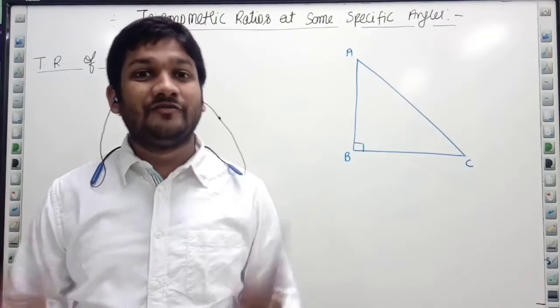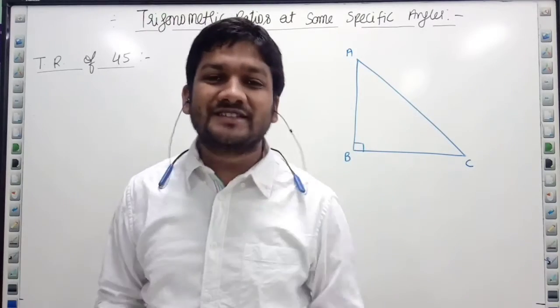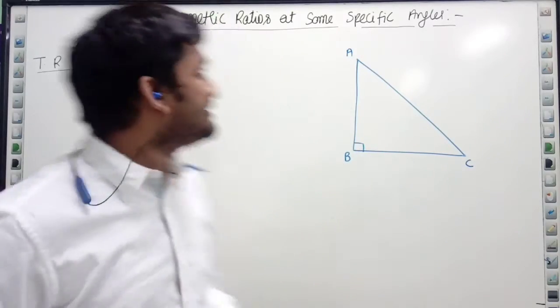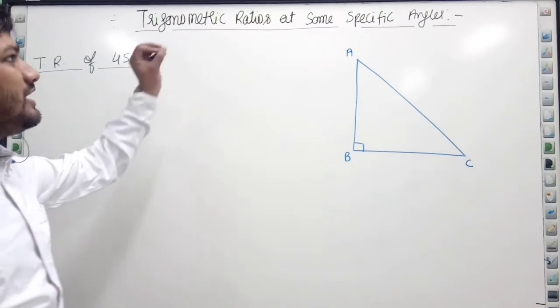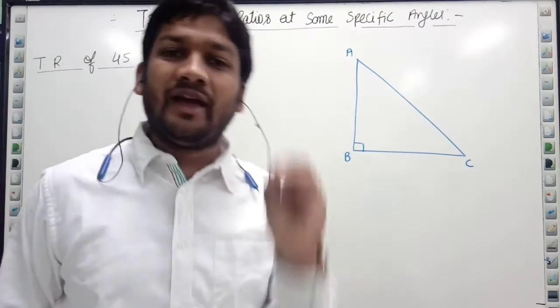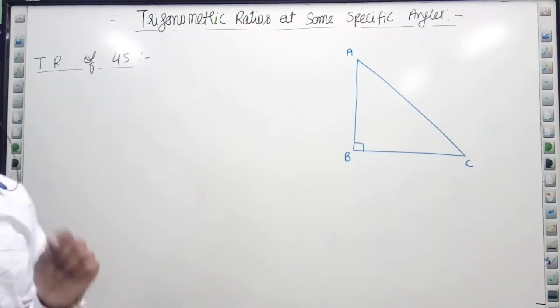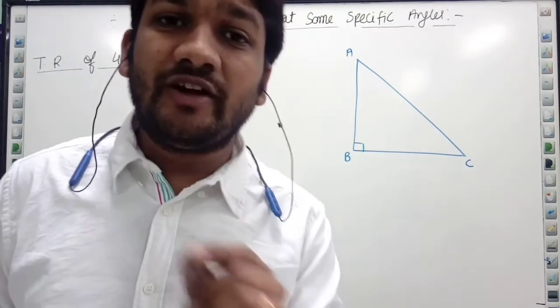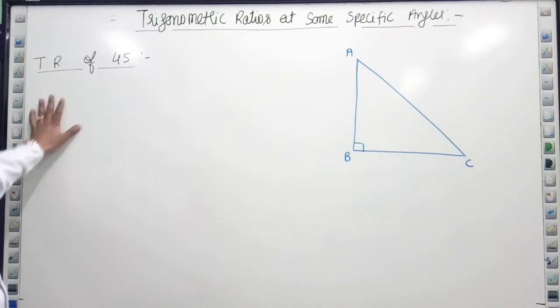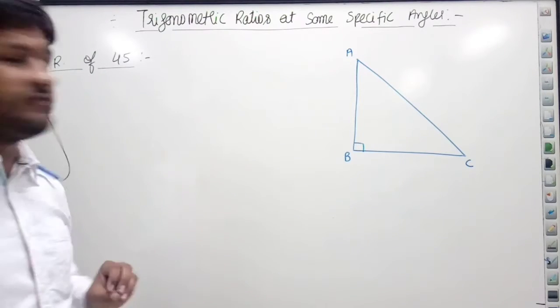Hello students, welcome to the channel, and in today's class we are going to discuss trigonometrical ratios at some specific angles. Now we are talking first about trigonometrical ratios at 45 degree. How to find trigonometrical ratios at 45 degree?